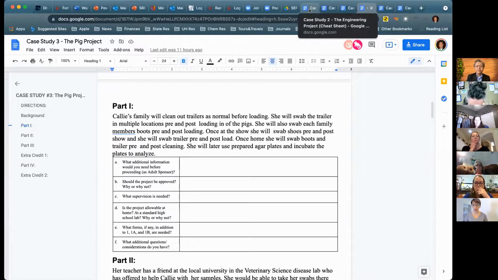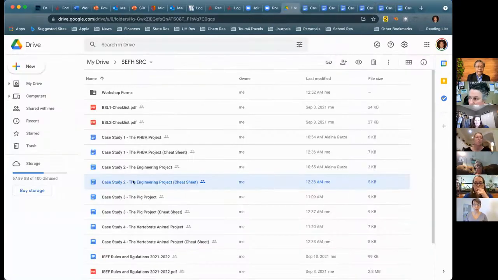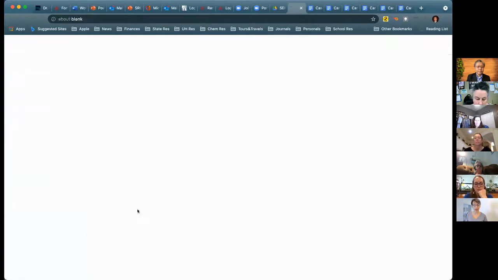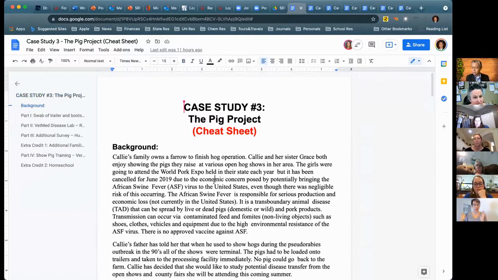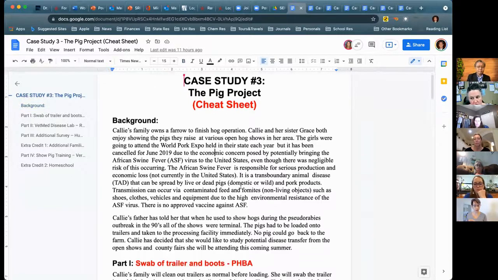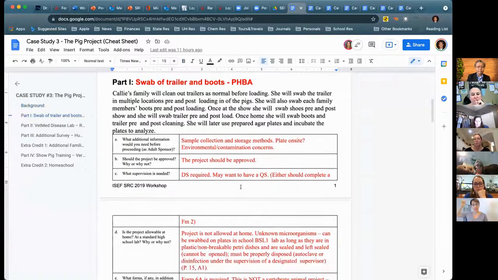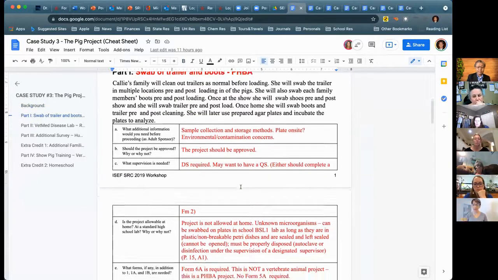3 or 4, it wouldn't be allowed. Additional forms, we would need a 1C for a regulated research institute, form 2 for a qualified scientist, form 3 for a risk assessment. We were debating on a form 5A for the vertebrate animal. But since she was just swabbing the shoes and the trailer, she wasn't actually swabbing the animal. We weren't sure. And then a form 6A for the risk assessment.